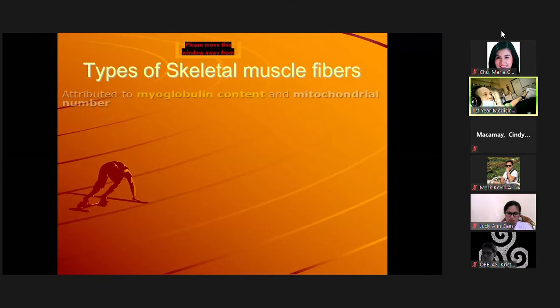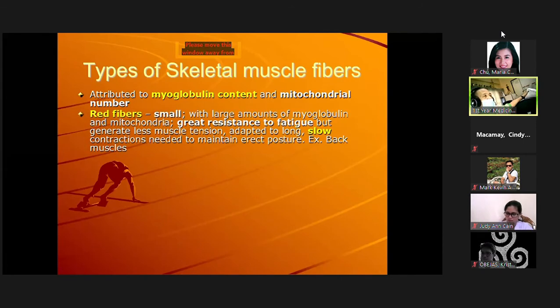Types of skeletal muscle fibers attributed to myoglobin content and mitochondrial number. Red fibers are small with large amounts of myoglobin and mitochondria. They have great resistance to fatigue. Why? Because they have lots of mitochondria and lots of oxygen, because your myoglobin is the one that reacts with your oxygen carried out in the muscle.